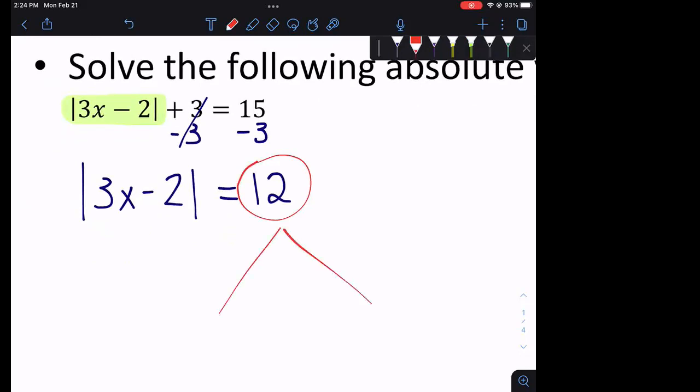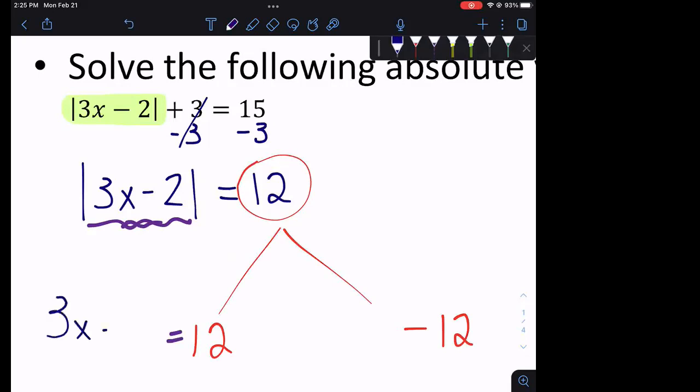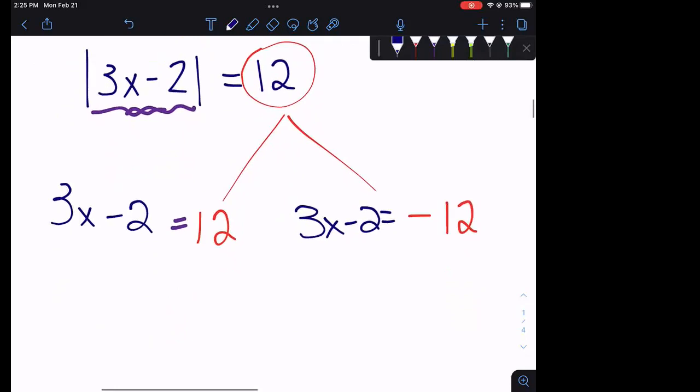I'm going to separate that into 12 and negative 12, because whatever's inside these absolute value bars right here could be the equivalent of positive 12 or negative 12. But when you take the absolute value of it, it turns into that positive 12. So we're going to have two equations here: 3x minus 2 equals 12, and 3x minus 2 equals negative 12. And then we're just going to solve both of those.